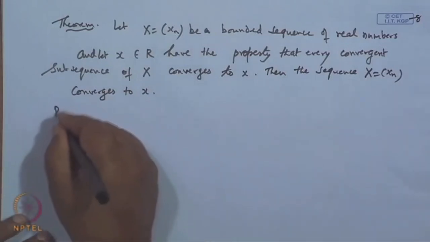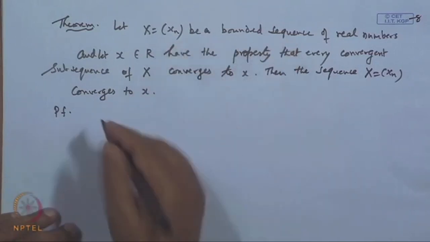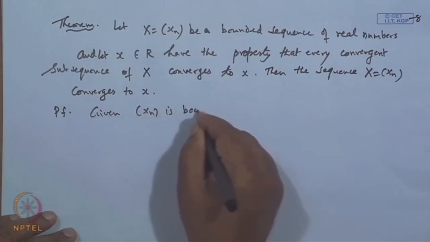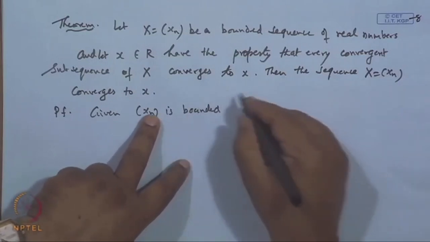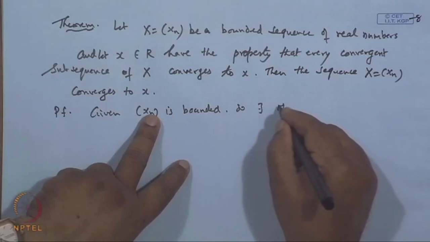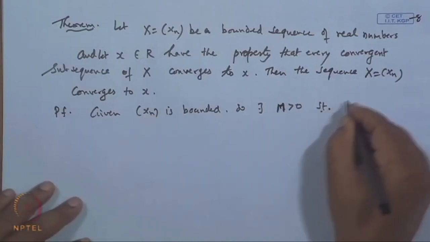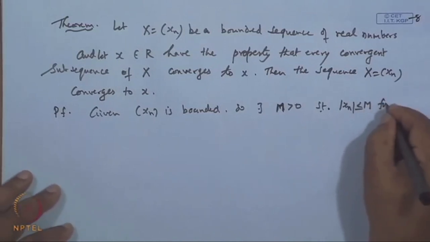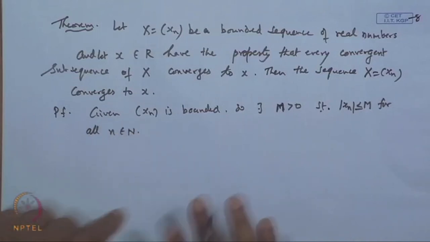So, the proof is: given that x n is a bounded sequence, it means all the terms of the sequence are dominated, less than or equal to some number. So, there exists an M greater than 0 such that all the terms of the sequence are less than or equal to M for all n belonging to N, because it is bounded.